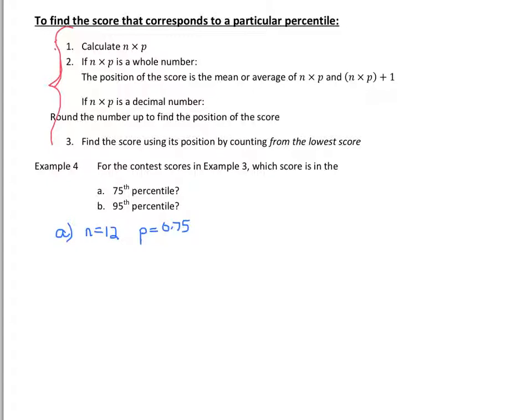So the first thing we do is calculate n times p. So 12 times 0.75 is 9. Now, that doesn't mean that the score of 9 is in the 75th percentile. We have to look at step 2, which says if n times p is a whole number, which it is, 9 is a whole number, then the position of the score is the mean or average of the 9th score, that would be, and the one above it, which would be the 10th score. So let's make a note here. So that's a whole number.